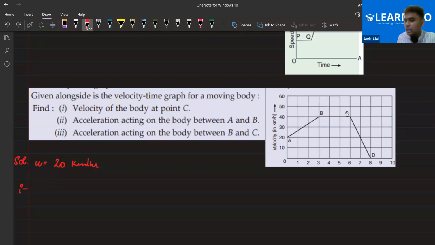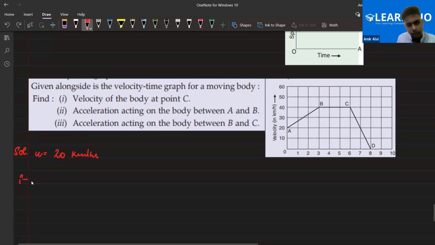Right? Okay, and after point B, the velocity is constant, it is not changing with time. It means that this is basically a constant velocity portion. There is no acceleration because this is parallel to the x-axis. Time is moving, but velocity is constant. It means that it is fixed in this case. So at point C, the velocity is 40 kilometer per hour, right?